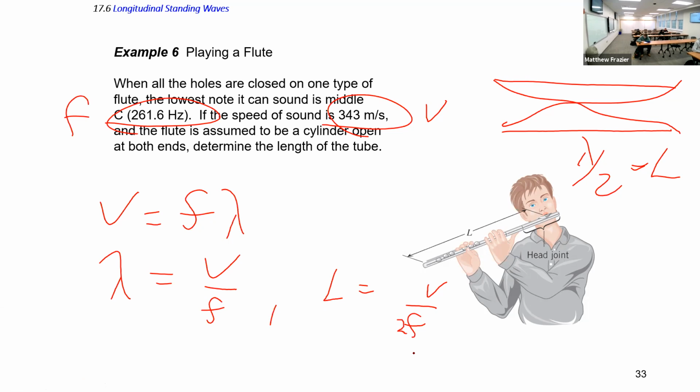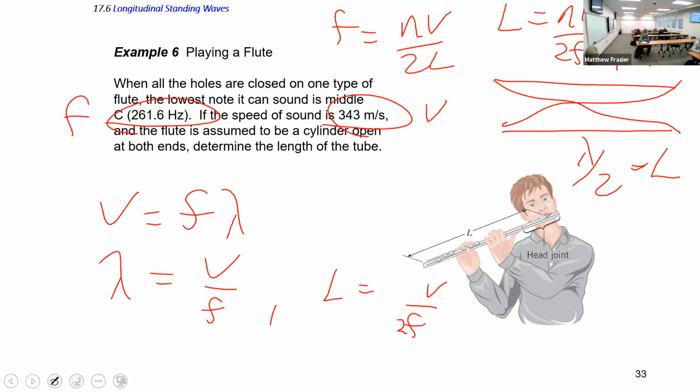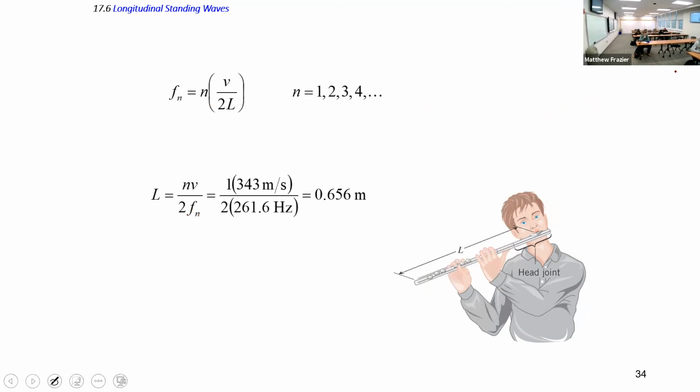Velocity over twice the frequency. All right, and we have our new fancy formula. The frequency is nv over 2L. So we rearrange this: L is nv over 2f, and n is 1. All right, so in the next slide, we go through the calculation.